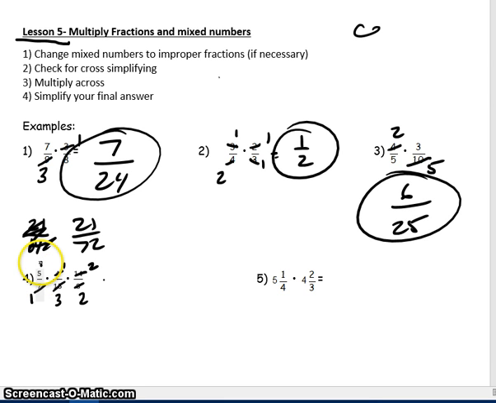All right. So now I'm ready to multiply across. A 1 times a 1 times a 2. A 1 times a 3. 3 times 2 is 6. Now, this is one of the occasions where I could have simplified. 2 fits into both of them. So I do get 1/3 for my answer.